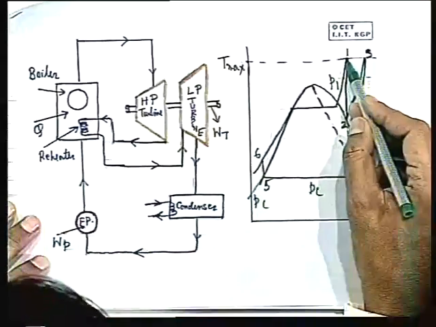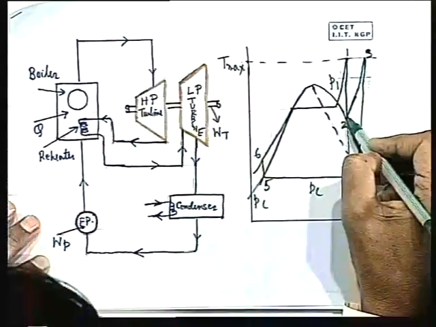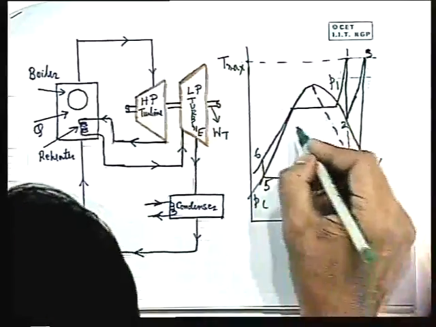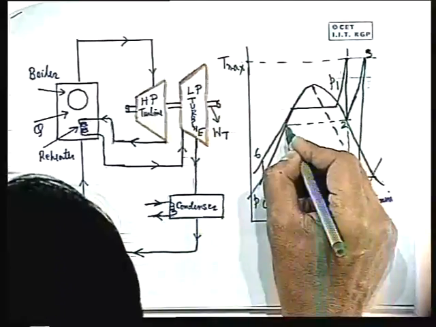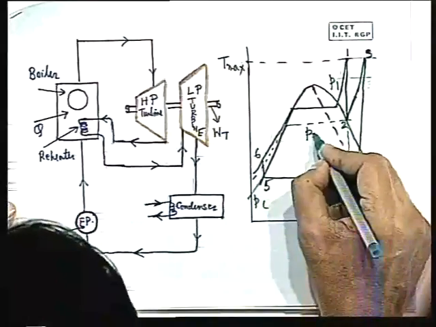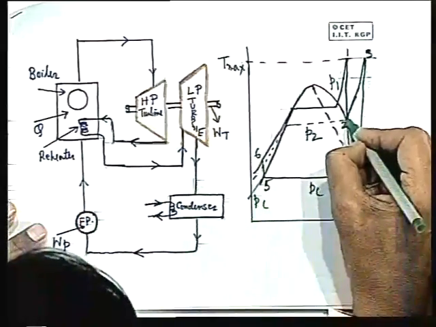So therefore what is done is that it is expanded to an intermediate pressure. This is an intermediate pressure line, which I am drawing by a dotted line. This is the intermediate pressure line P2. So up to which it is expanded.